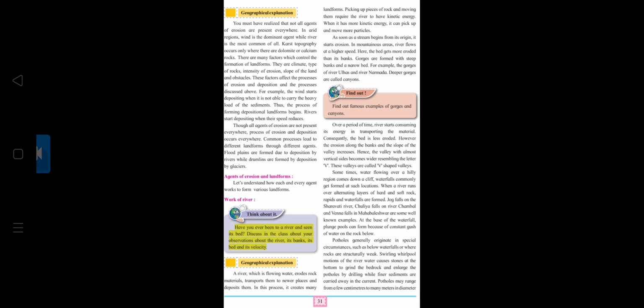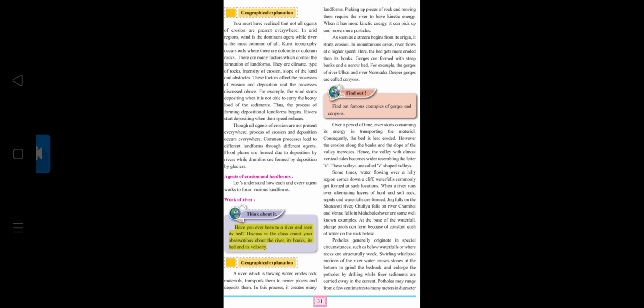As soon as a stream begins from its origin, from the original source, it starts erosion. Now, what happens in mountainous areas? In mountainous areas, rivers flow from greater heights at higher speed. So, gorges are formed with steep banks and a narrow bed. For example, the gorges of river Ulhas and river Narmada. Deeper gorges are called canyons.